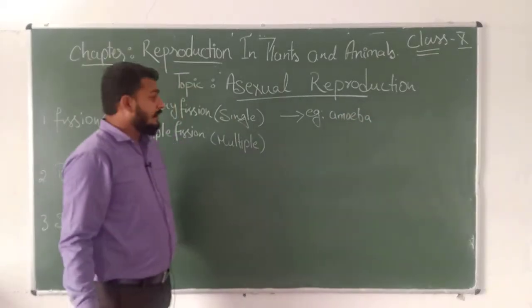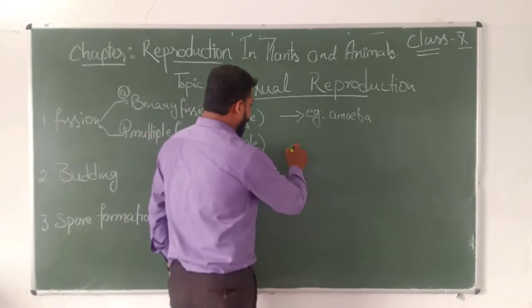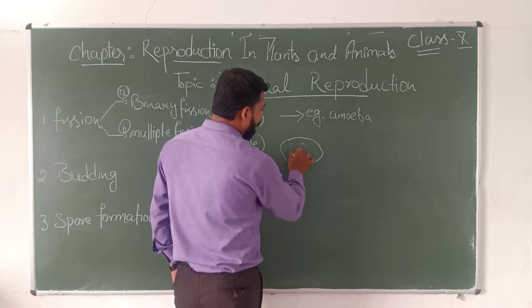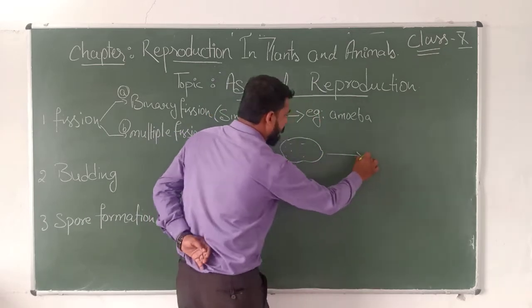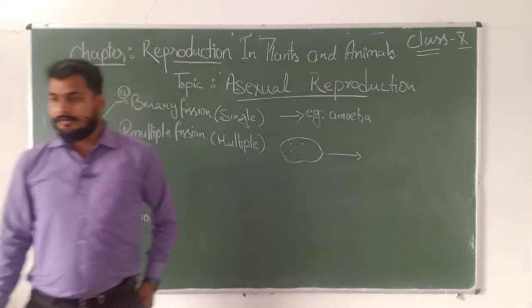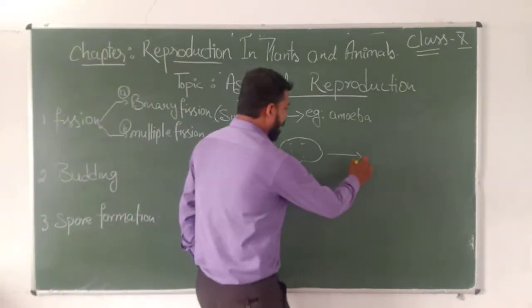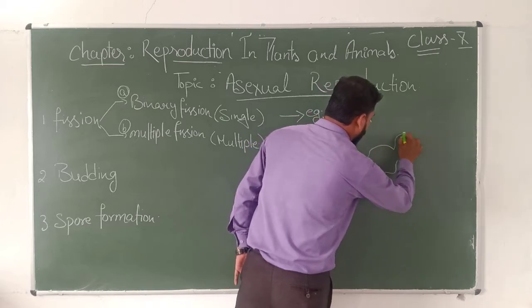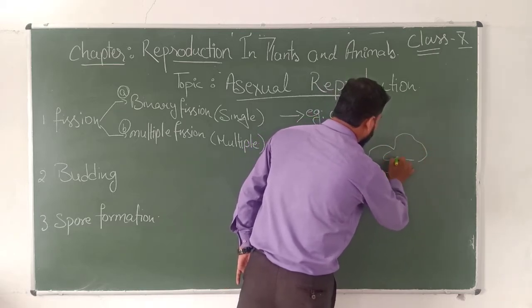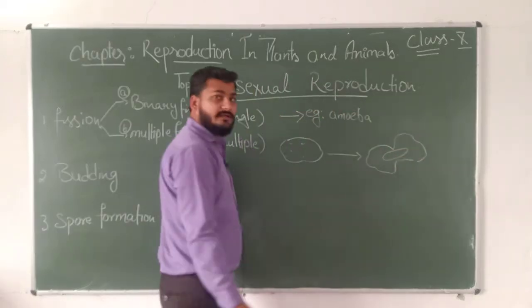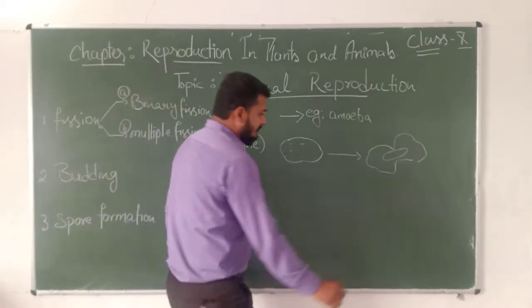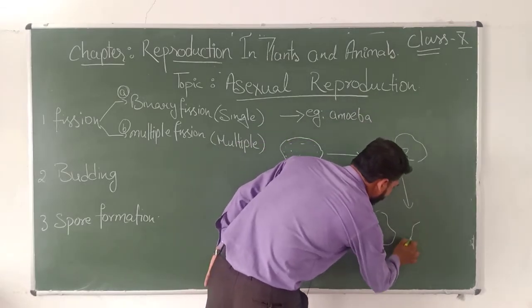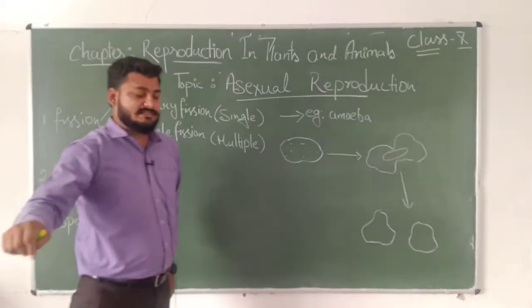The example will be amoeba. We will take a diagram. Suppose this is the amoeba. The next procedure will be, it will form a curved structure. The nucleus will elongate here. The nucleus has elongated, and then the third is division of the cytoplasmic material and the nucleus.